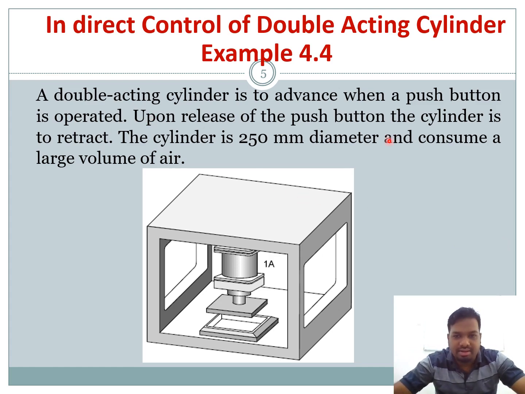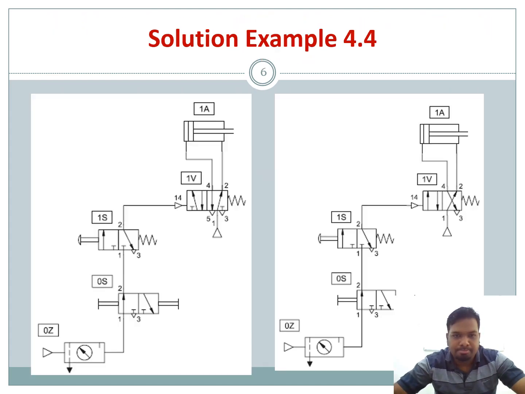We can read here, example 4.4. A double acting cylinder is to advance when a push button is operated. Upon release of the push button, the cylinder is to retract. The cylinder is 250 mm diameter and consumes a large volume of air. So you have a cylinder construction here. You can see the solution. Similarly, I give a solution using a 5/2 valve and also a 4/2 valve. Practically it does the same work.